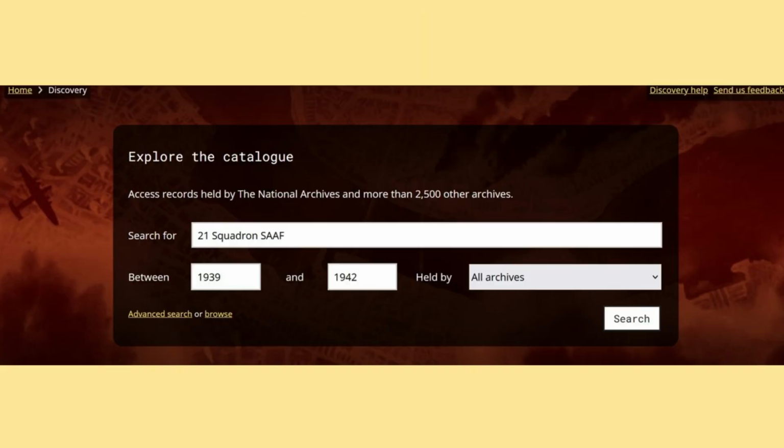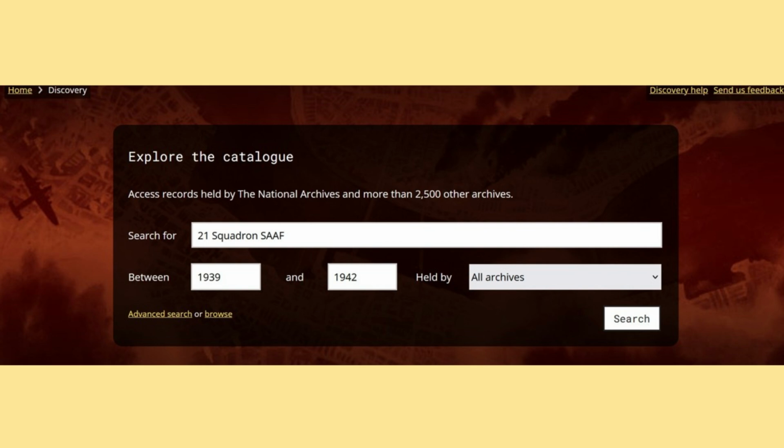May I suggest you register for the National Archives in Kew, because if you want to download any of their digitized images, as a registered user you won't have to pay, but if you're not registered, you'll have to pay for it. Go to their Discovery, and you can explore their catalogue.